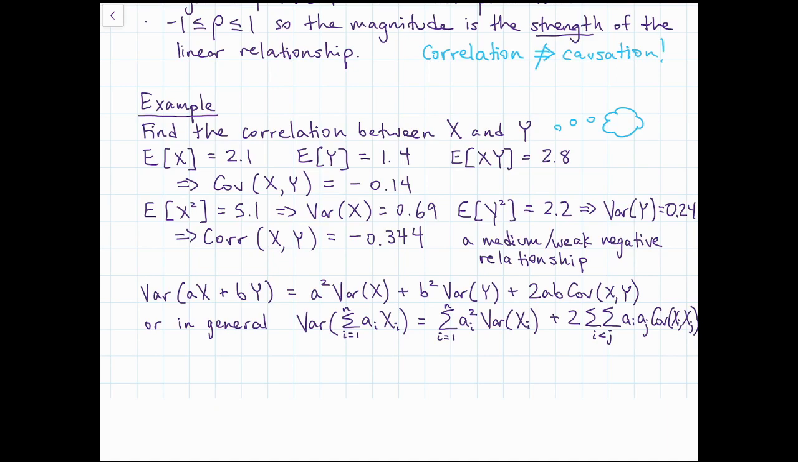And similarly, just for completeness, we also know that the expected value of the sum of ai xi is the sum of ai times the expected values. We know that because that's just applying the rule of expectation being a linear operator. So that is everything for this video.